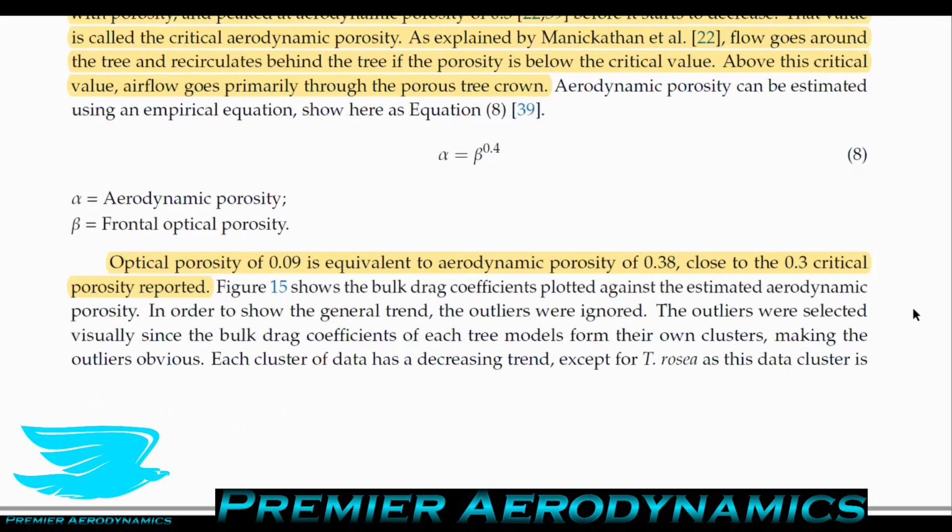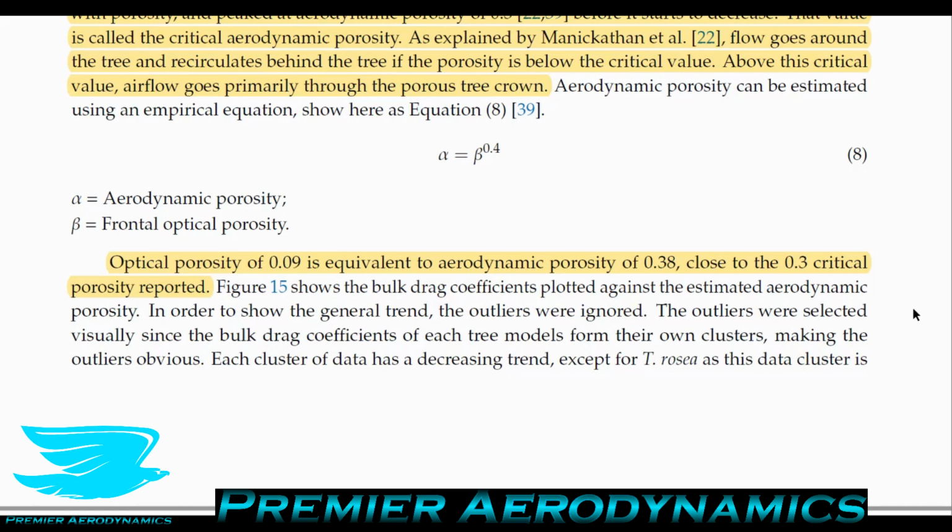Now they say the optical porosity of 0.09 is equivalent to the aerodynamic porosity of 0.38. So that's close to the critical porosity of 0.3, which is why after that, all the trees got better with drag.